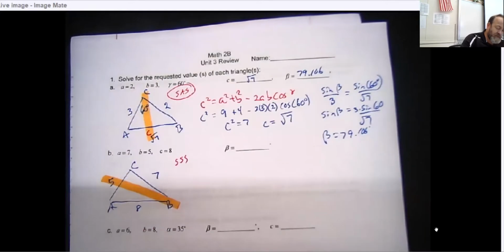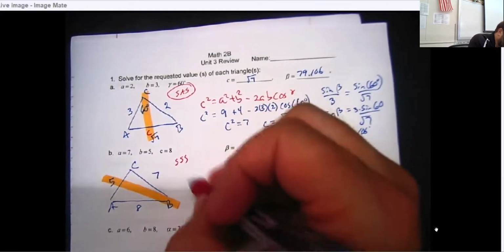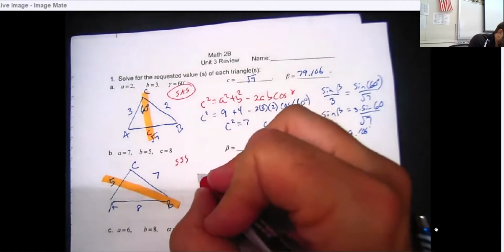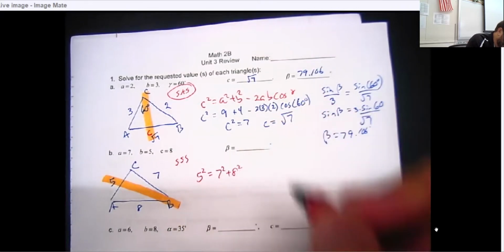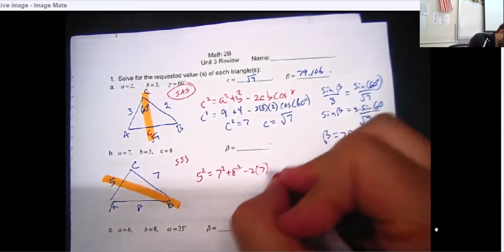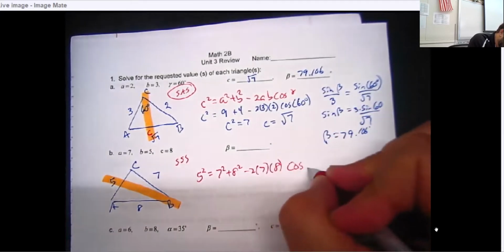But what I always do is I line up what I'm after and how it's across from each other. So notice I did the same thing up here. C was across from C. And that's kind of the idea. So what I'm going to do is then I'm going to say that 5 squared is equal to the sum of the other two guys squared minus 2 times 7 and an 8, and then the cosine of the angle in the middle, which is angle beta.